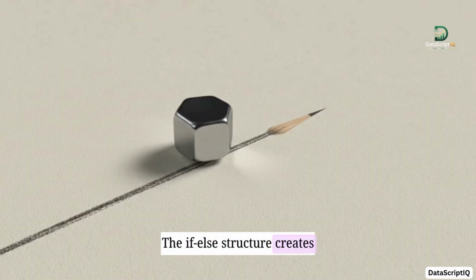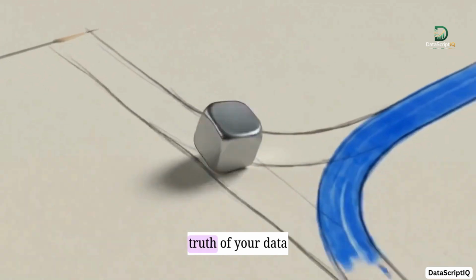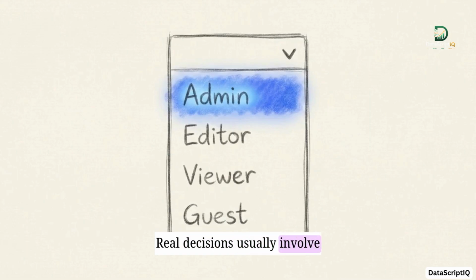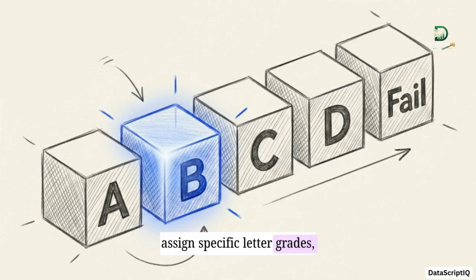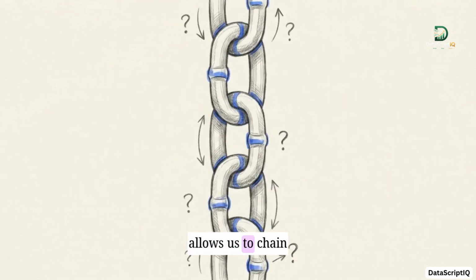The if-else structure creates a strict binary fork. The program is forced to evaluate the truth of your data before taking a single step forward. Real decisions usually involve more than 2 options. If we want to assign specific letter grades, like A, B, C, D, or fail, a simple true or false won't work. To fix this, we insert the elif command, short for else if, between our initial if and our final else. This allows us to chain multiple possible outcomes together.